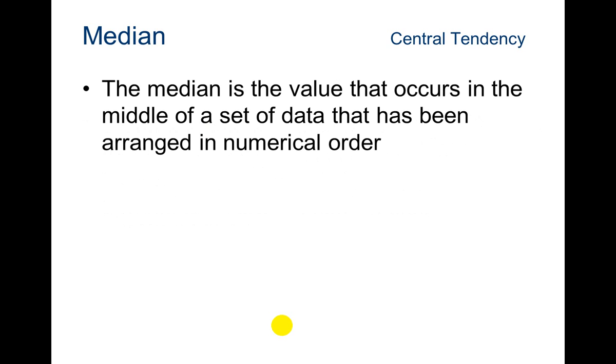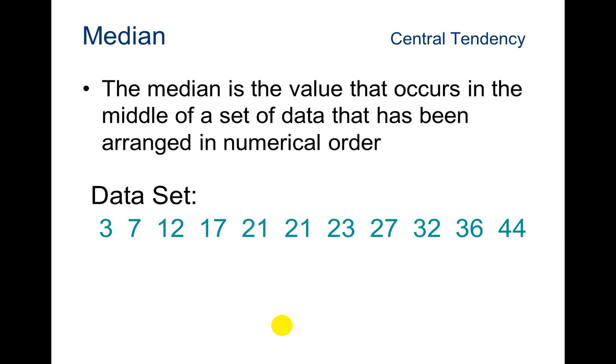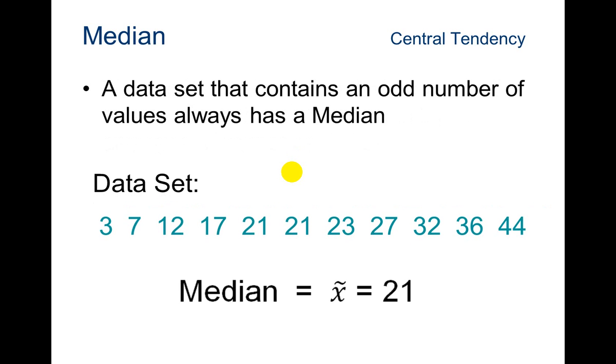As I said before, the median is the value that occurs in the middle of a set of data that has been arranged in numerical order. Look at this set. So the first thing we want to do is arrange the data in sequential order. Once in sequential order, the value that occurs in the middle of the set is the median. Now, if there's an odd number of data values, there is a single value that appears in the middle. So for example, here, our median is 21. It's exactly in the middle.